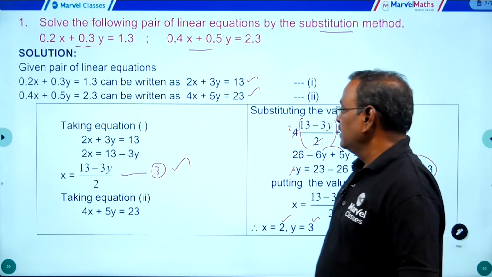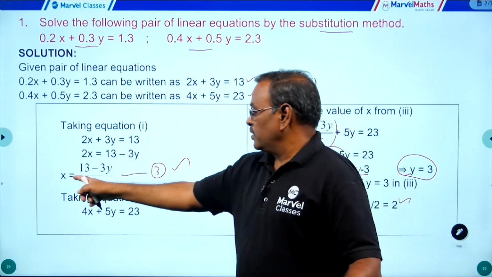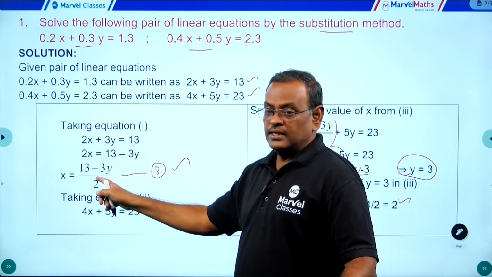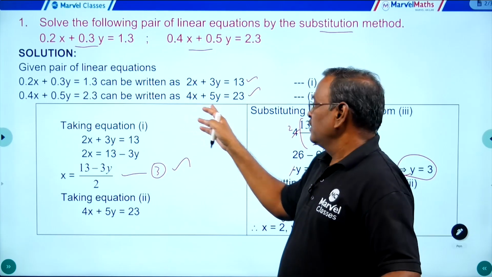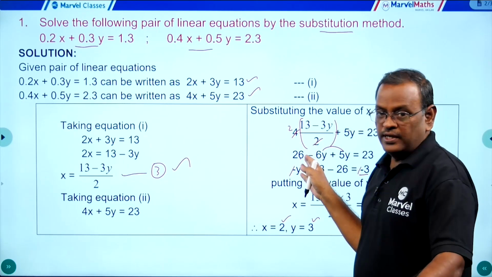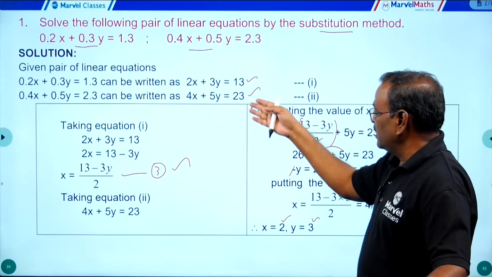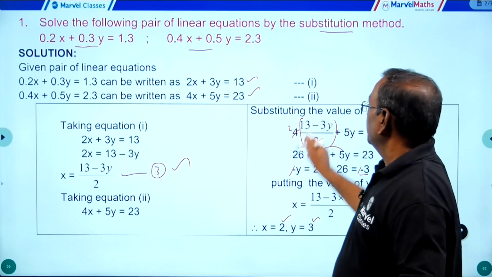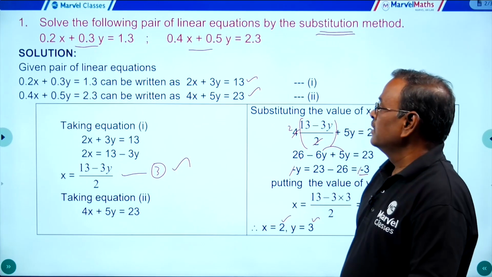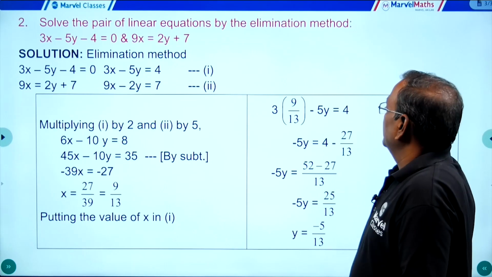Again, I will explain. Take any one equation, write one variable in terms of the other, and substitute that expression in the remaining linear equation. You will get the value of one variable. Substitute either in 1 or in 2 or in 3, but always substitute in equation 3. This is by using the substitution method. So next problem, by using the elimination method.